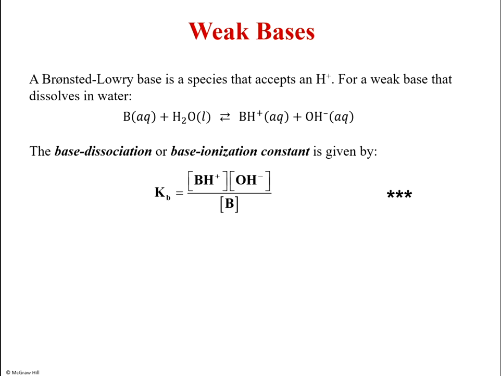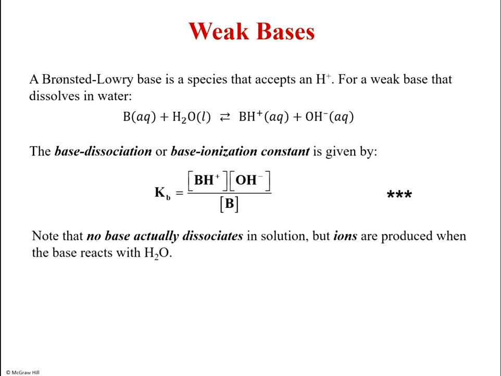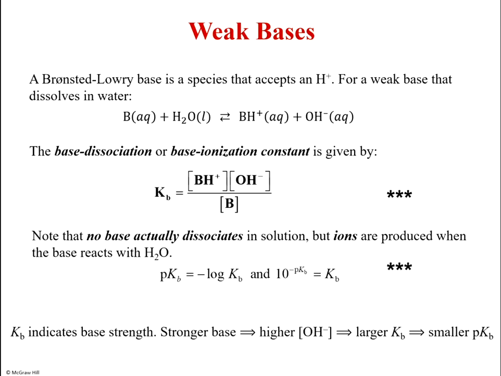This is an important equation to remember. Kb, the base dissociation constant, is equal to the conjugate acid concentration times the hydroxide concentration divided by the weak base concentration. We note that no base actually dissociates in solution, but ions are produced when the base reacts with water by hydrolysis. And this important definition, pKb, is equal to minus the log of the base dissociation constant. Kb tells us the strength of the base. Stronger bases produce more hydroxide, which means they have a larger Kb and a smaller pKb.